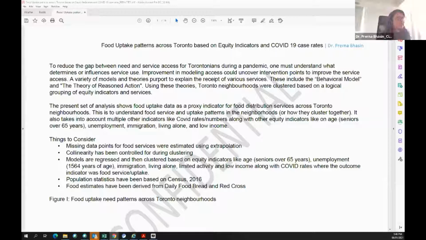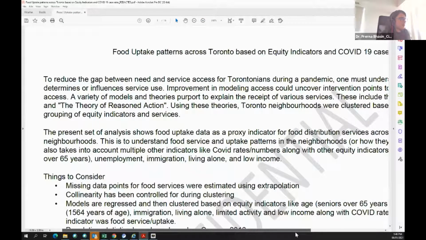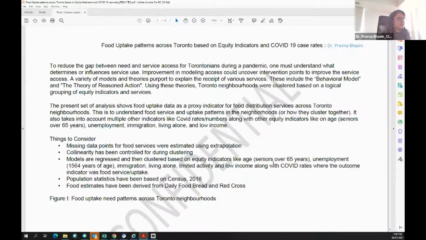Can everybody see my screen? Yep, you're all good there. Super. Too small to read? Make it a little bigger. Better? Yeah, that looks good.